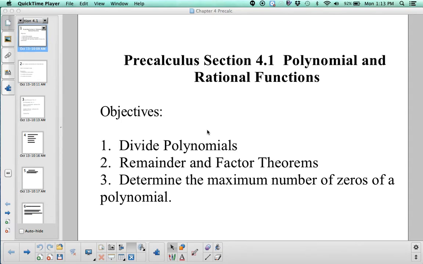In section 4.1, we're going to be talking about polynomial and rational functions. In this section, we're going to divide polynomials, we're going to talk about the remainder and factor theorems, and we're going to determine the maximum number of zeros of a polynomial.